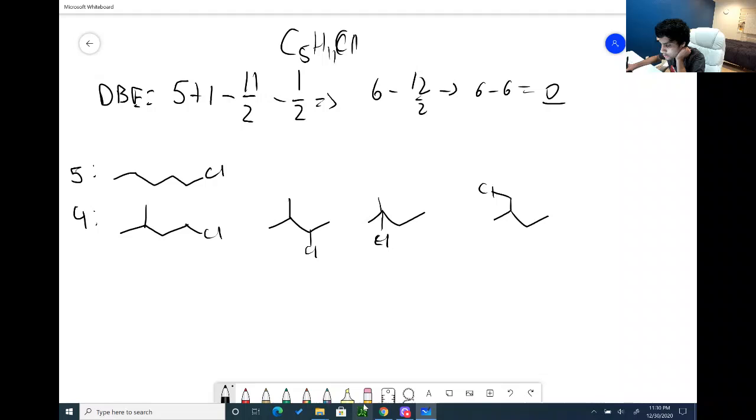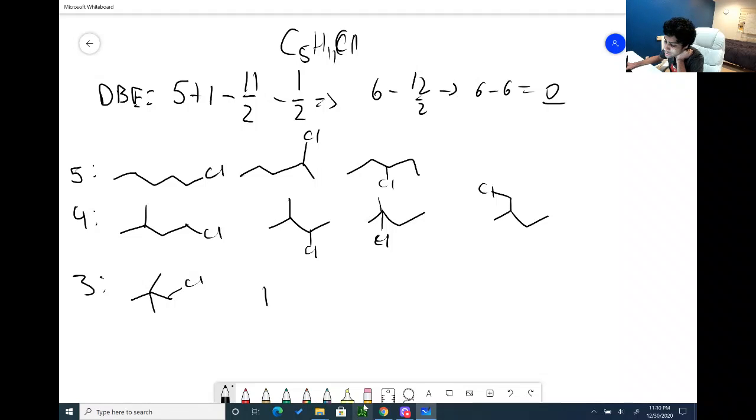So yeah, and then also if you have 3, oh oops, I also got to include these ones also, my bad. Next is to have a 3-carbon chain, so you have 1, 2, 3, and then you're going to account for the other 2 carbons and put your Cl group here.